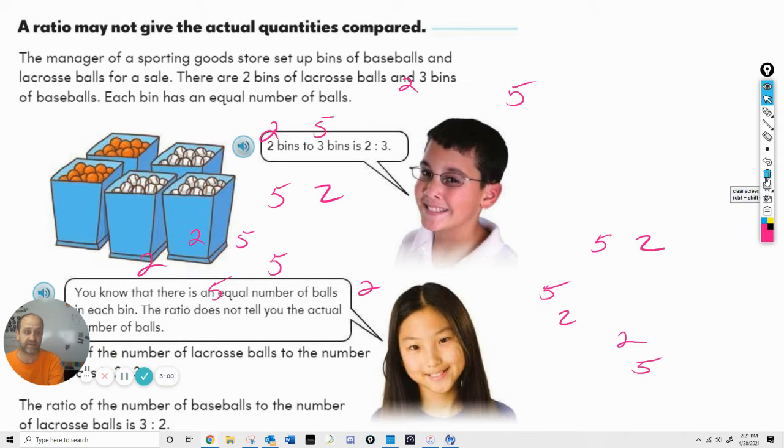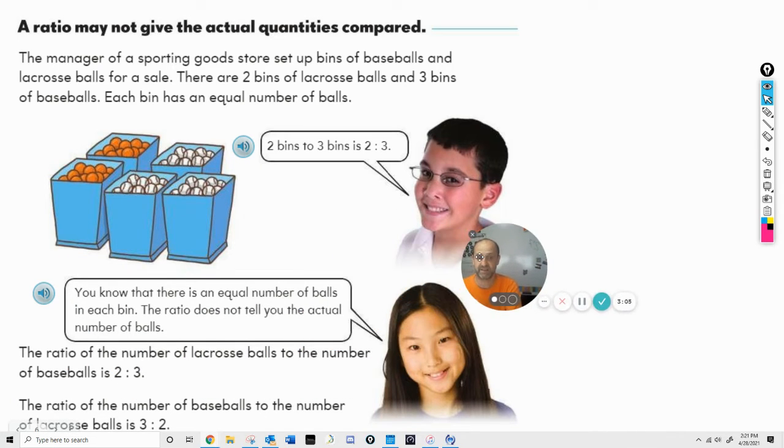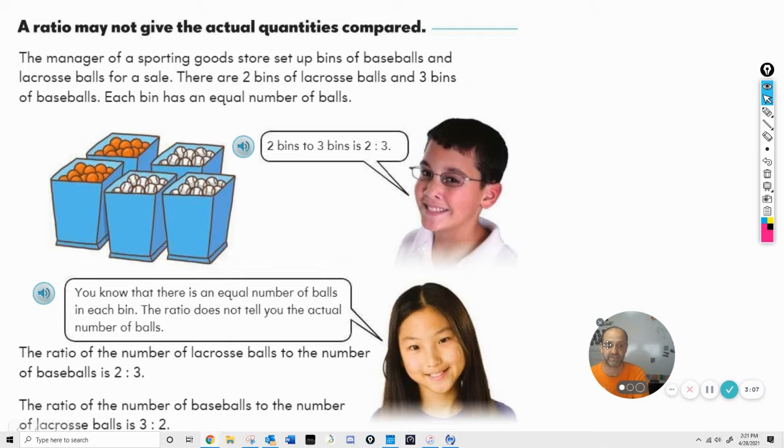A ratio. Now here's where ratios get fun. The ratios that you're getting, these numbers that we're using, they might not involve the actual numbers involved. Okay? So for example, the manager of a sporting goods store set up bins of baseballs and lacrosse balls for a sale. There are 2 bins of lacrosse balls and 3 bins of baseballs. Each bin has an equal number of balls. Okay? 2 bins to 3 bins is 2 to 3.